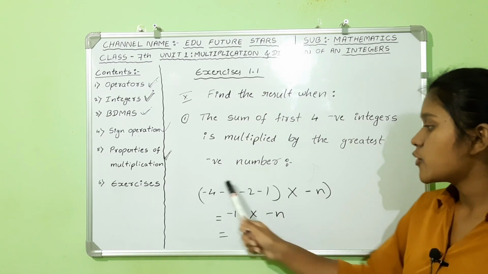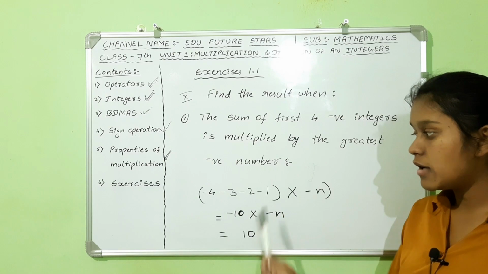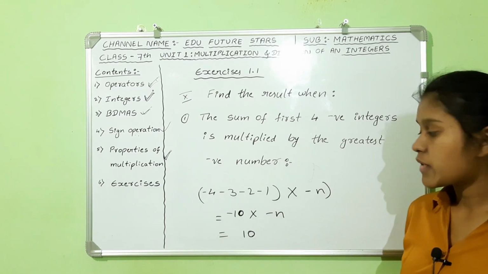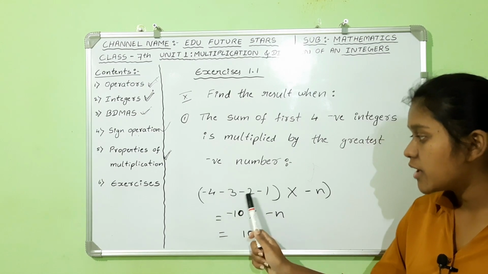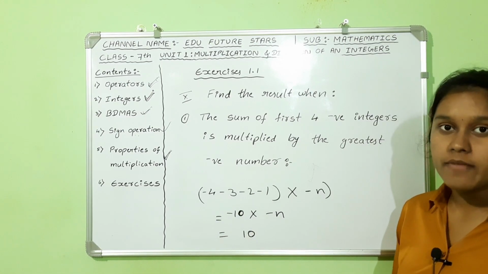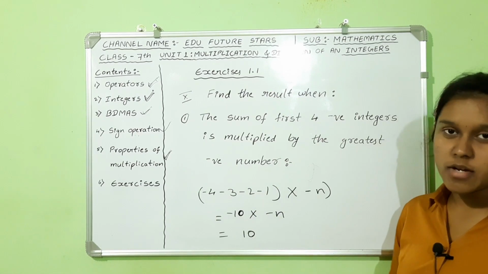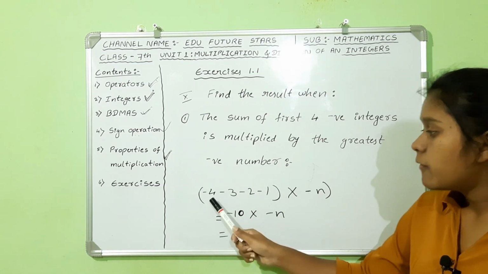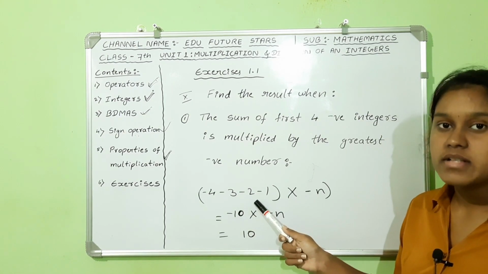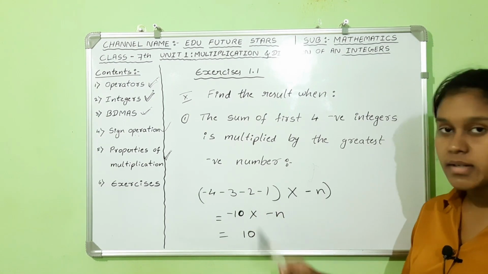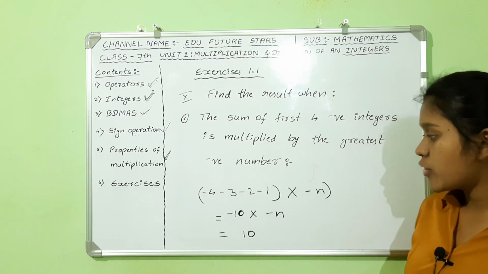Right? So these are added. Sum of all 4. So what I did, I added them. We have to add it. Okay. Add the numbers and keep the greatest number's sign. Okay. 4 plus 3 is what? 7. 7 plus 2 is 9. 9 plus 1 is what? 10. So we got 10, that is negative 10. Okay.